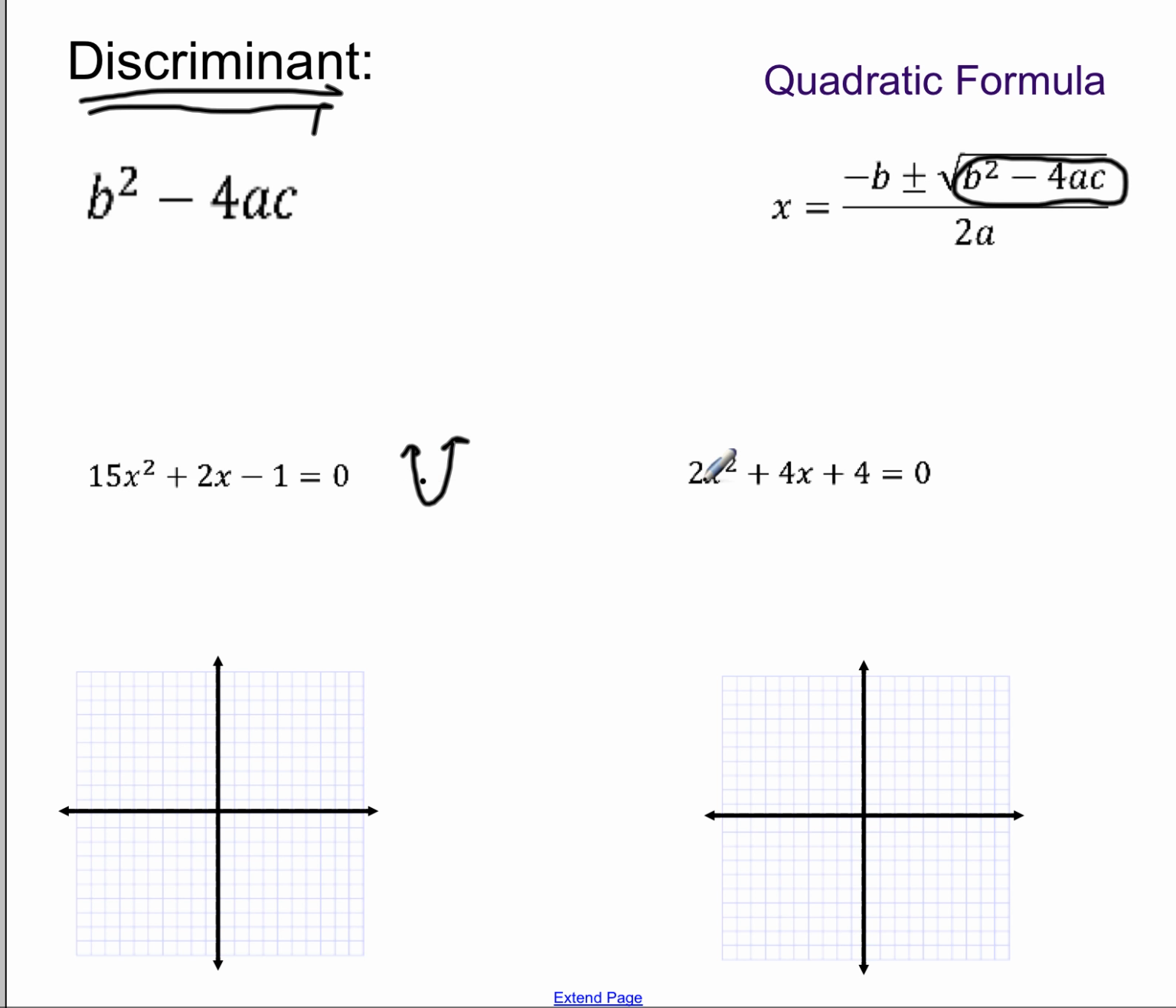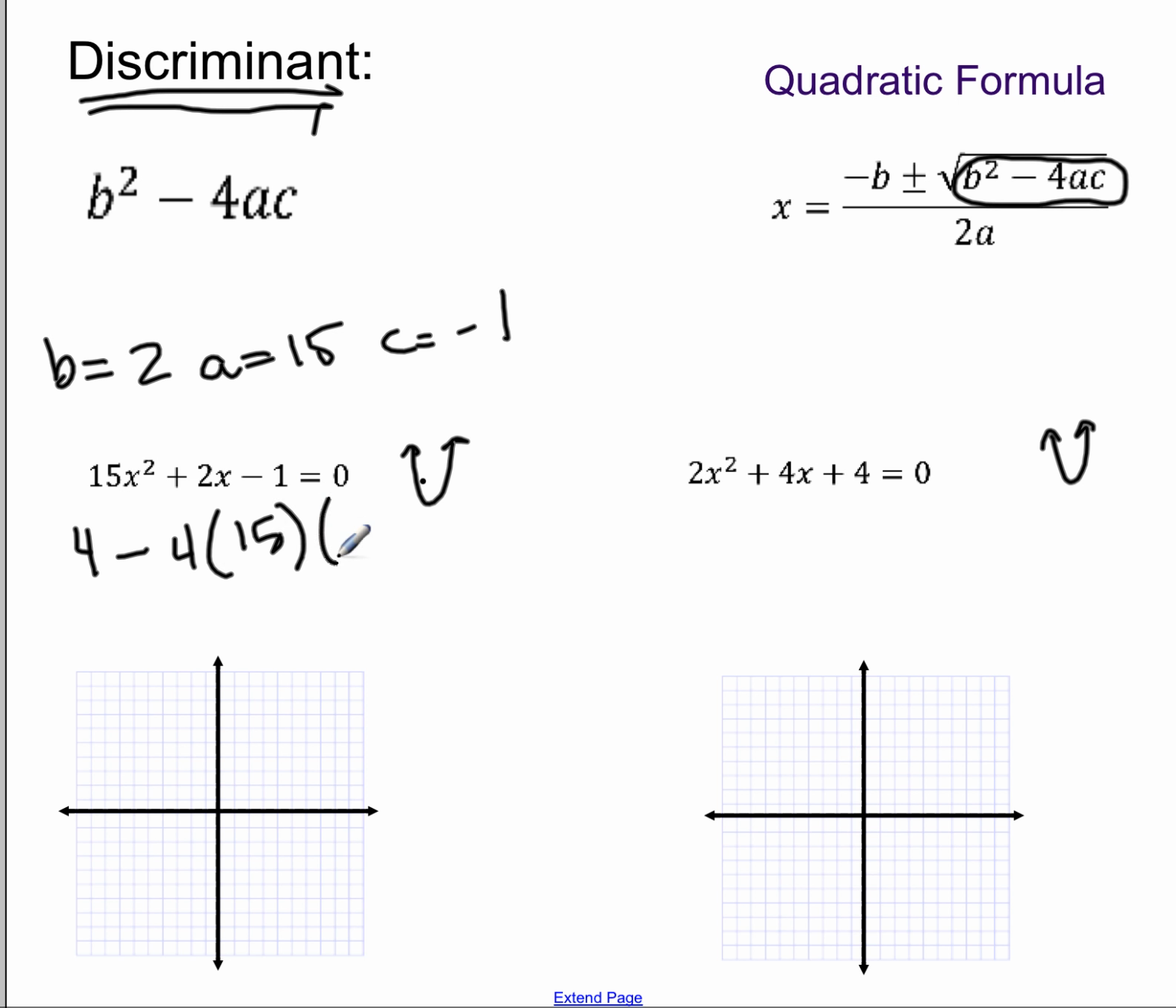This one has a leading coefficient that's positive. It too is a quadratic, so I know it's a parabola, so I know it's going to look like this. Let's see how many solutions they have. If I do the discriminant, I can tell that. This is in standard form. B is 2, A is 15, C is -1. I went out of order, sorry about that. So B squared is going to be 4 minus 4 times A times C. So my discriminant ends up being 4 plus 60, or 64.